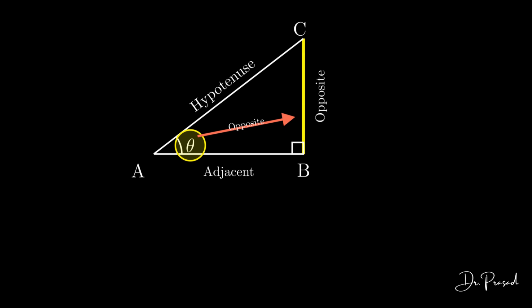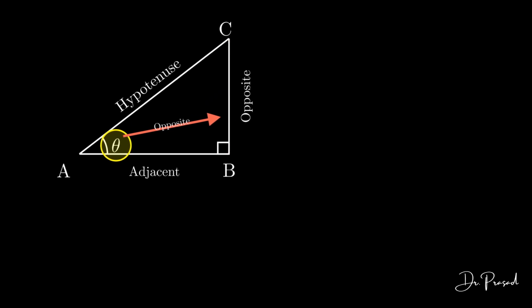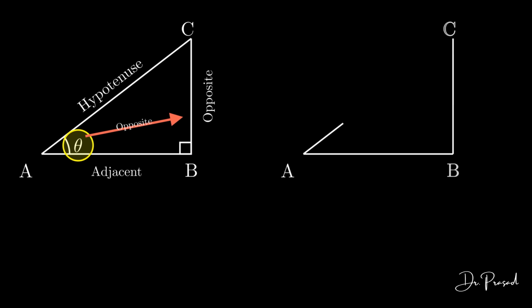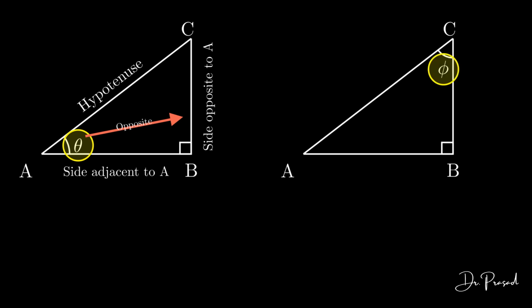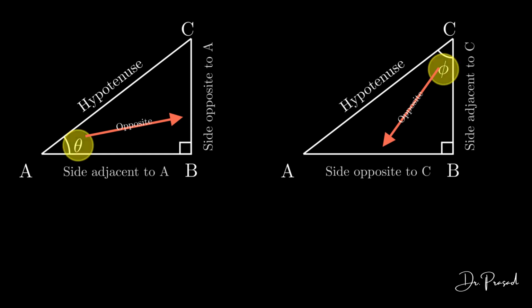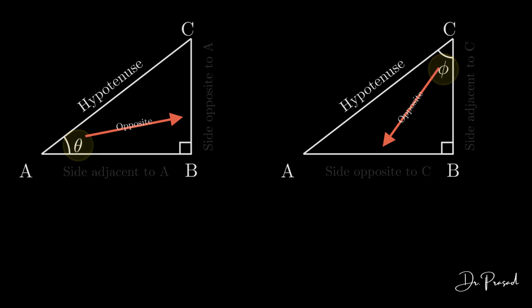But remember, these terms are relative to the angle chosen. To understand this, let us draw another triangle ABC and this time we choose the angle C. Let us call this angle phi. Now the side adjacent to angle C is BC and the side opposite to it is AB. If you compare the two triangles, the hypotenuse is the largest side and it is unchanged in both the diagrams. But the adjacent and opposite depend upon the choice of the angle.